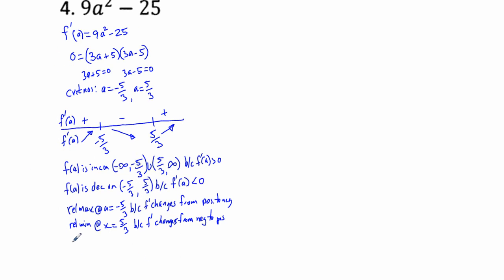Okay, we're going to try to find the second derivative. So f double prime of a is going to be equal to 18a, right? So for this one, our critical number is a equals 0.